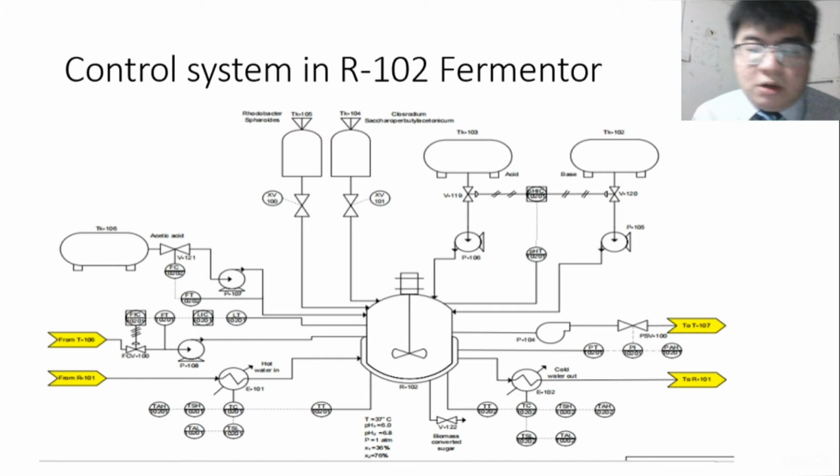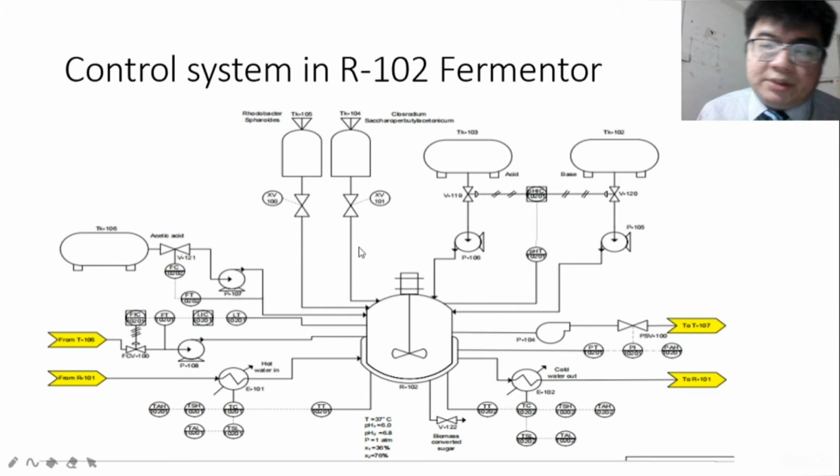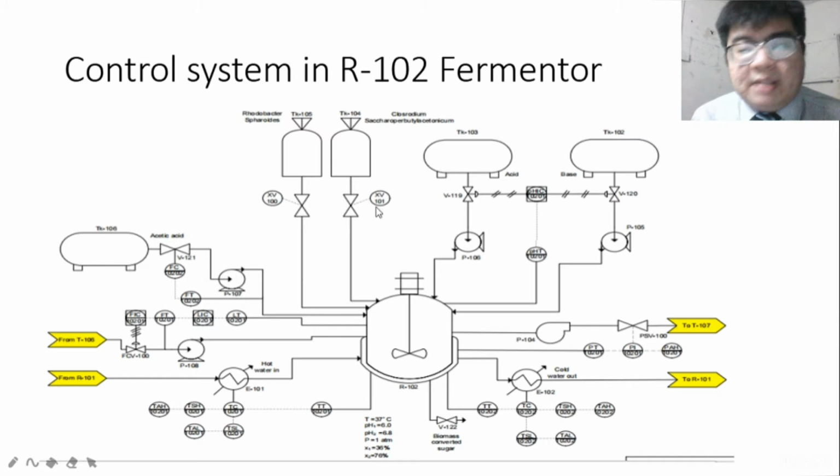Then the second control objective is to control the microbes into the fermenter. XV is the on-off valve. During dark fermentations, XV100 will open and allow the Rhodobacter species to flow into the tanks. And for XV101, the valve will be closed. And during photo fermentations, XV101 will open and XV100 will be closed. So this on-off valve will prevent the mixing of these two microbes during the process.